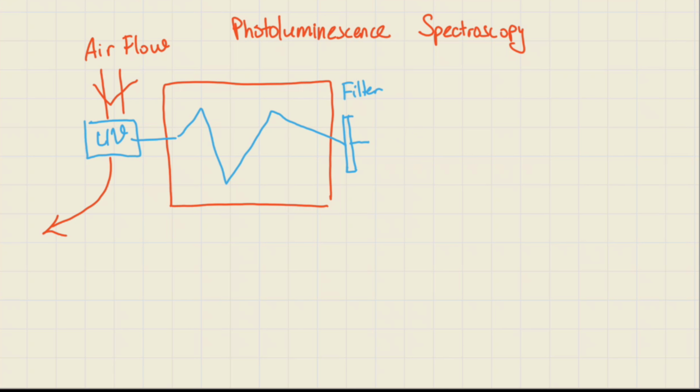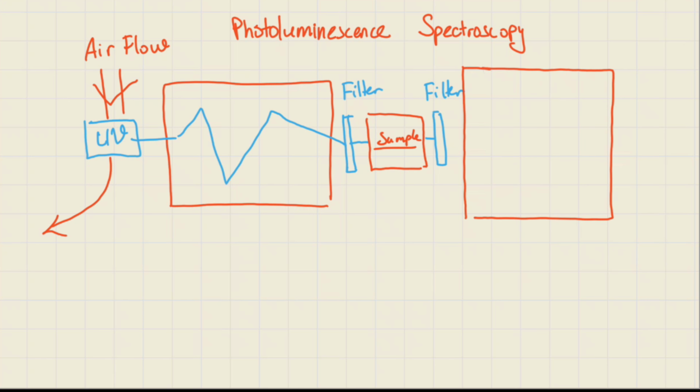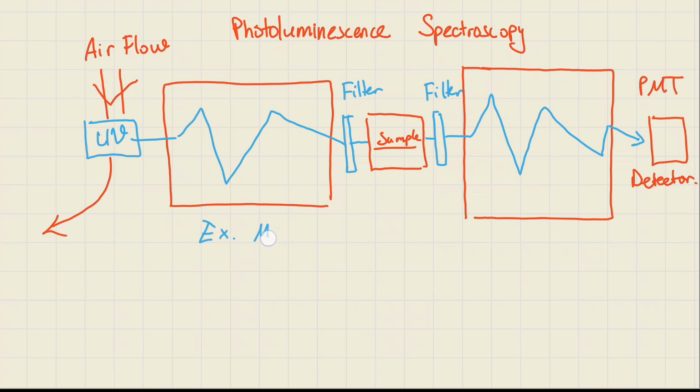After the filter, the sample interacts with the light, and we can use another filter. Since observing photoluminescence is not easy for many samples, we may need many filters to get rid of unwanted light, and we have an emission monochromator. So this is the emission monochromator and a PMT detector. So this is the excitation monochromator and this is the emission monochromator. And filters are important.